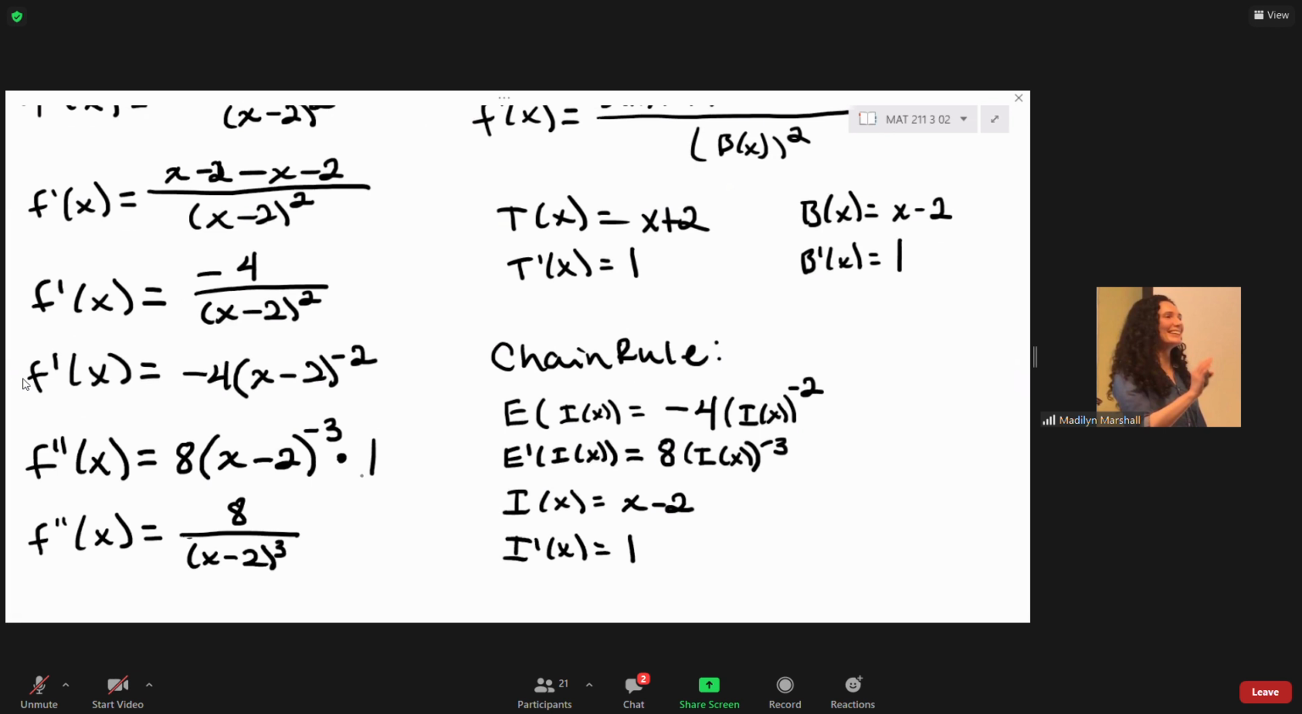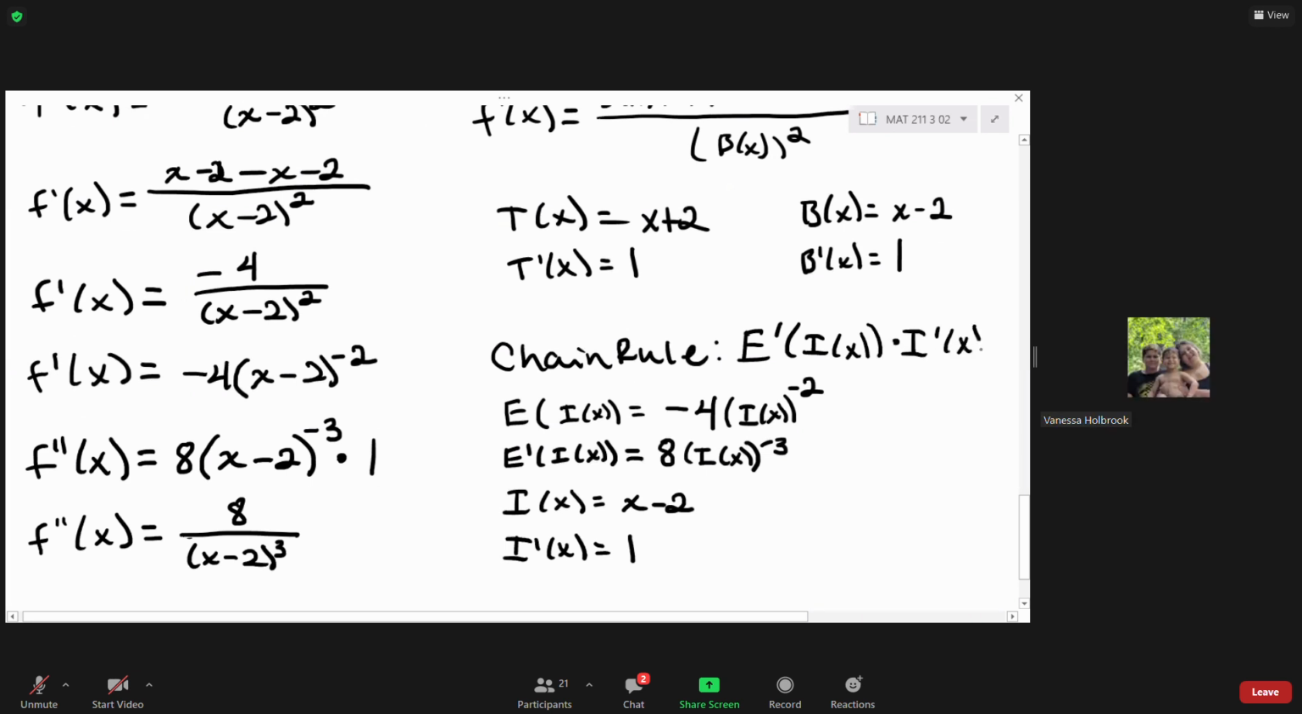So in our chain rule, we have that e prime with the I inside of it, and then we're multiplying by I prime. But since it's just one, it's not affecting our result. Right next to the chain rule, can you just write the formula? Yes, so it's e prime of I of x times I prime of x. Thank you.